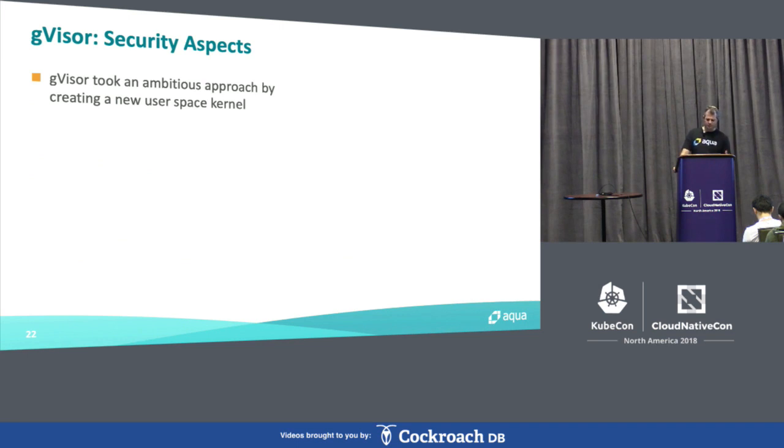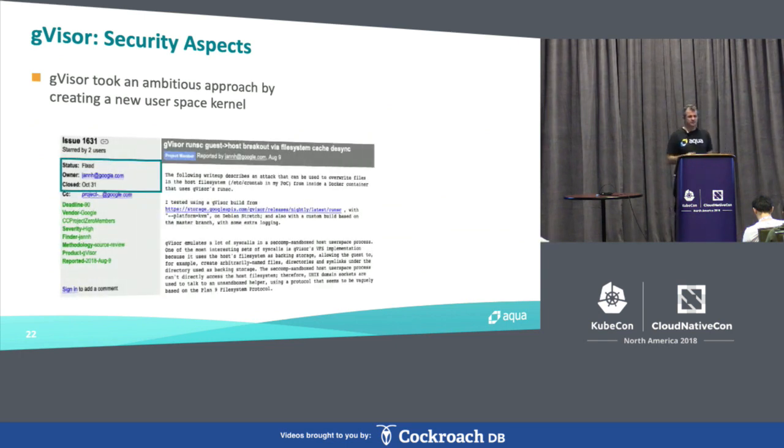Now, the challenge that we see with gVisor is that Google took an ambitious approach, right? The ambitious approach is to create a new user space kernel. Now, the kernel for many years was tested, was breached, was patched, was fixed. And when you create your own kernel, you're taking the risk of rediscovering all those old legacy attacks in your environment.